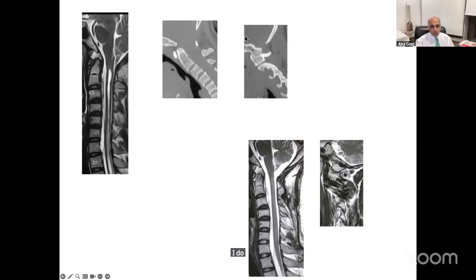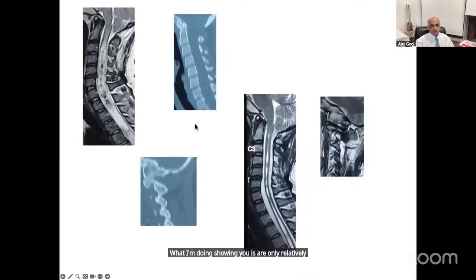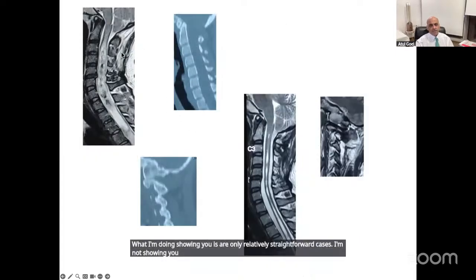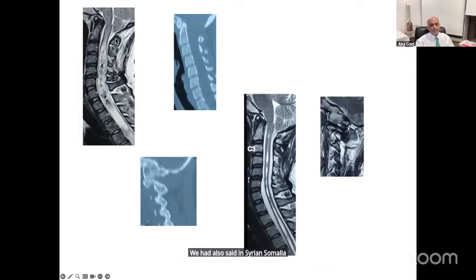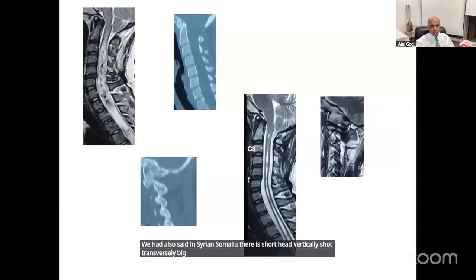What I'm doing, showing you are only relatively straightforward cases. I'm not showing you very complex kind of cases. You see this syringomyelia, a little bit basilar invagination is almost always there. We had also said in syringomyelia there is short head, vertically short, transversely big, short spine. No problem here. No, I do fixation.